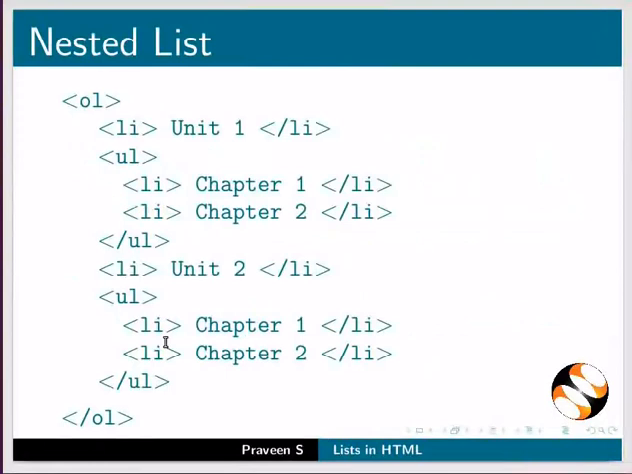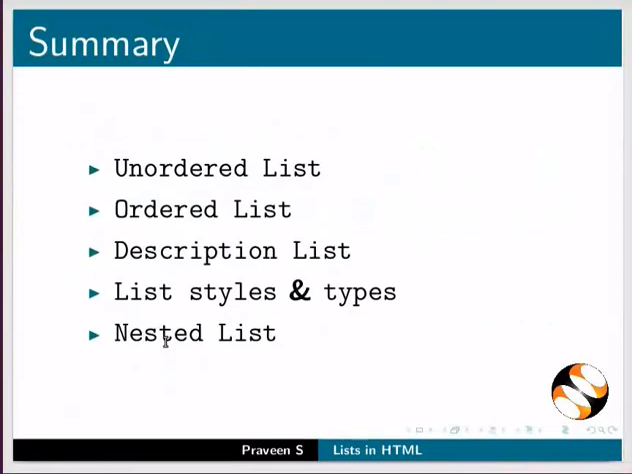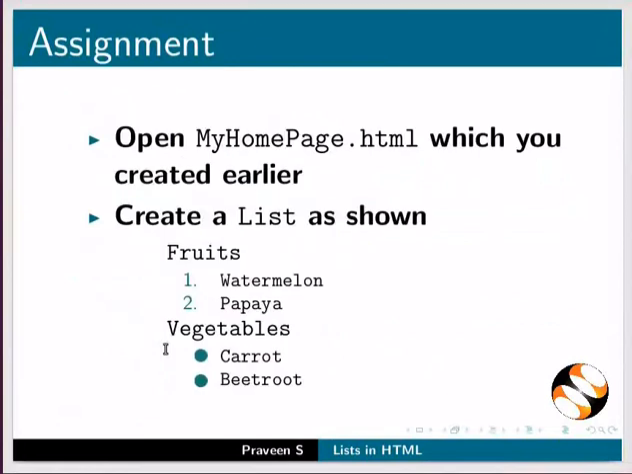This brings us to the end of this tutorial. Let us summarize. In this tutorial, we have learned about unordered list, ordered list, description list, list styles and types, and nested list in HTML. As an assignment, open the file myhomepage.html which you have created earlier. Create a list as shown.